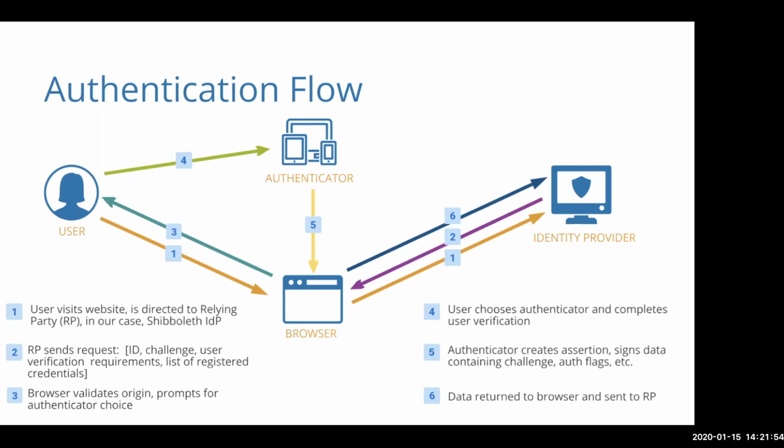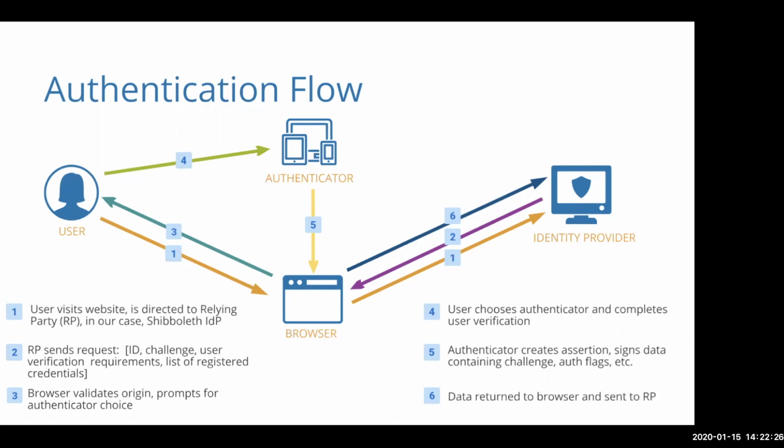So this is generally some Shibboleth SP. And that Shibboleth SP will see that they don't have a valid session at that time, so it would redirect the user over to the WebAuthn relying party, which in our case is the Shibboleth IDP. The Shibboleth IDP would send a WebAuthn request to the user that would include the challenge, the user verification requirements, which in our case state that the user verification is indeed required, and the list of registered credentials.